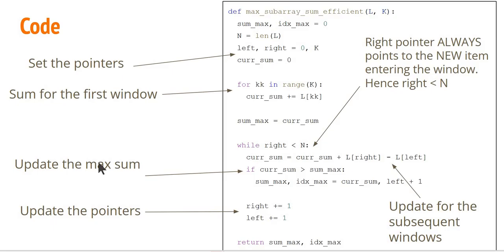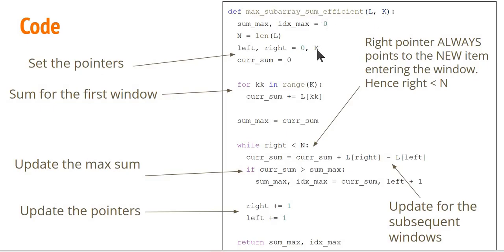So that's what we're going to do. We're going to go through very slowly, highlighting every aspect of this code. We start by defining a function, call it max subarray sum efficient. Again, the arguments are the same: L and K. L is the list, K is the size of the window. I start with my assignments of variables.